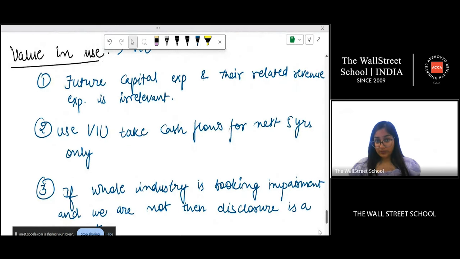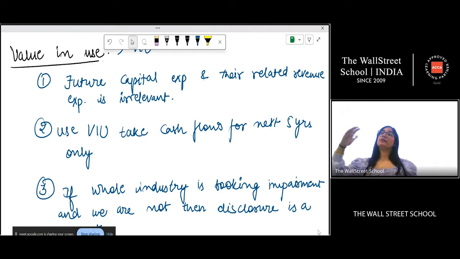For value in use, there are three things that I want you all to keep in mind. First is sometimes it happens that it is predetermined or the company decides that in future we'll be incurring some capital expenditure, and based on that we'll be getting cash flows.